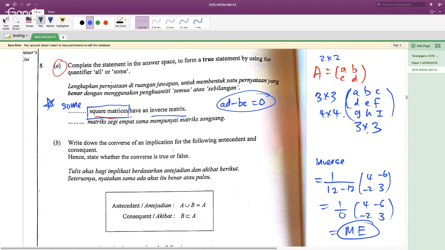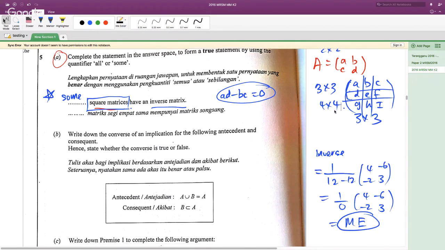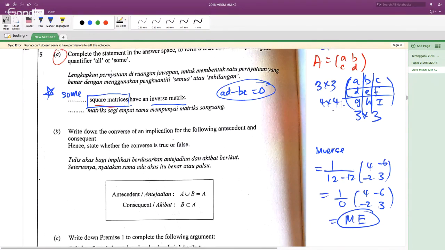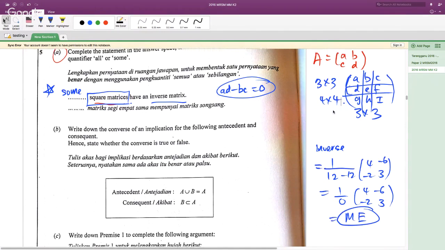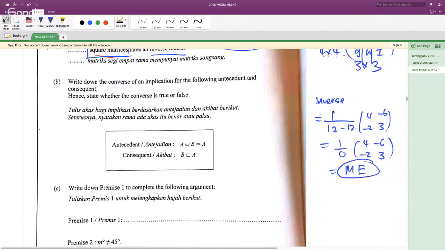Because for 3 times 3, the formula is not AD minus BC. You have to break this one down and break that one down, and then take some values from there. You can go to YouTube; I think Khan Academy teaches how to find the inverse matrix for 3 times 3. But 4 times 4, 5 times 5, all those are out of my knowledge. I'm so sorry about that. Anyway, let's move on to the second one.